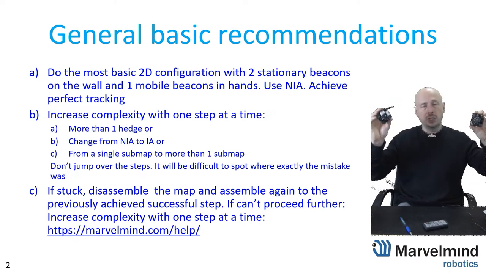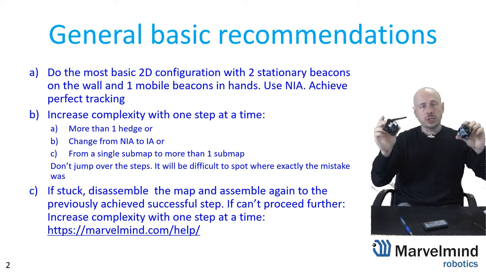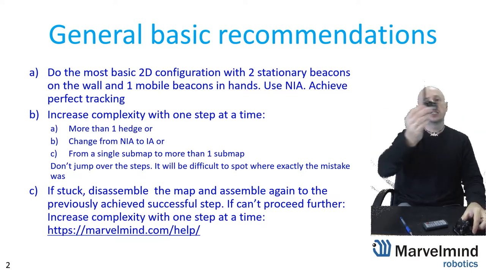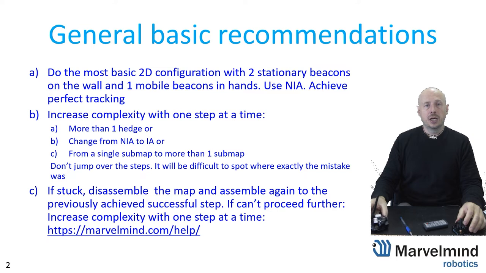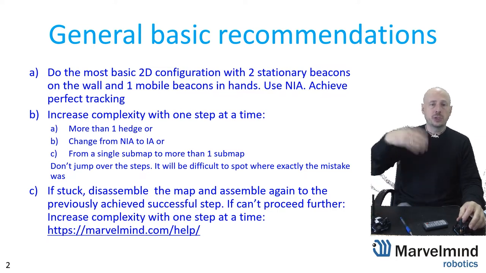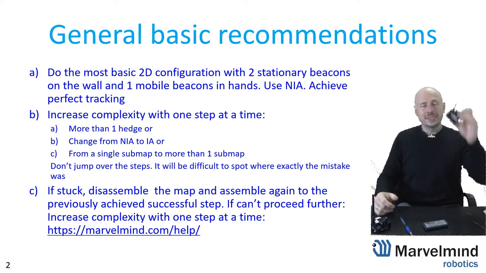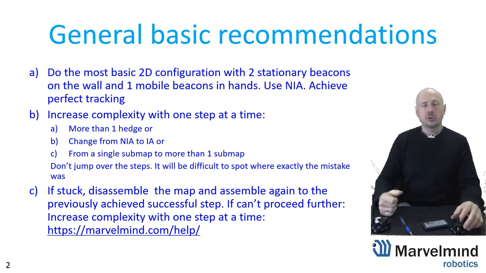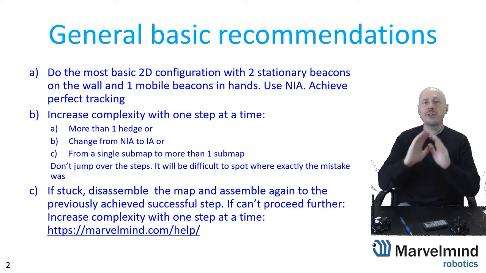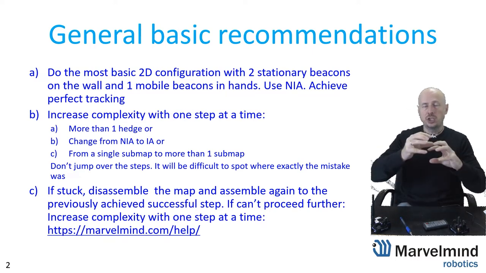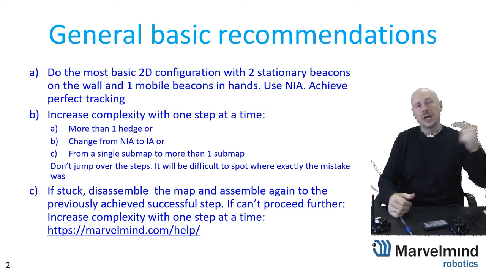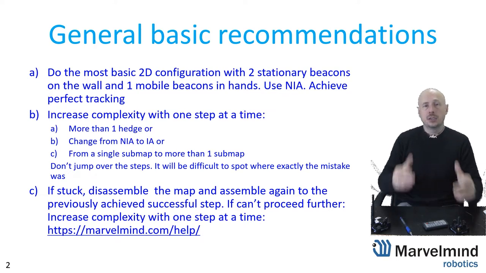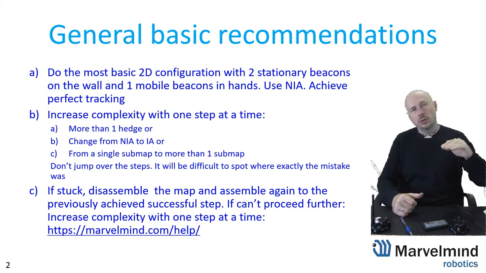And update the software from non-inverse architecture to inverse architecture and test in exactly the same setup. After you get perfect non-inverse architecture tracking, you update the software to inverse architecture on station beacons and on the mobile beacon, and you see perfect tracking in inverse architecture. Everything else is the same, so you just changed from non-inverse to inverse. That is one step. Then, as soon as you reach that, you can do the next step.